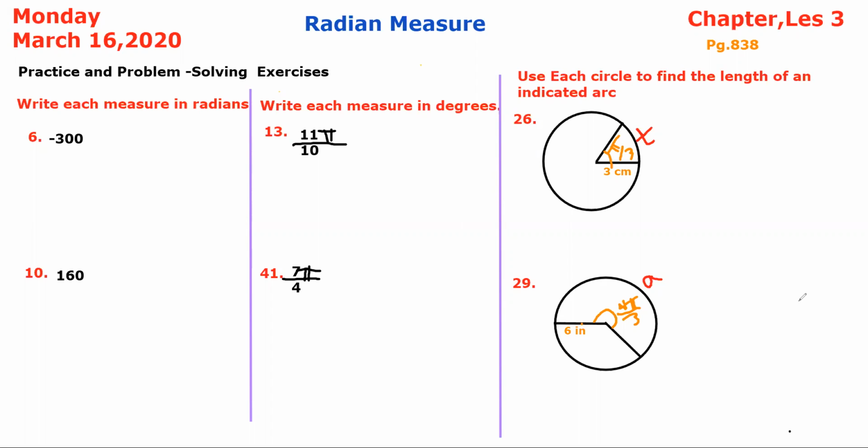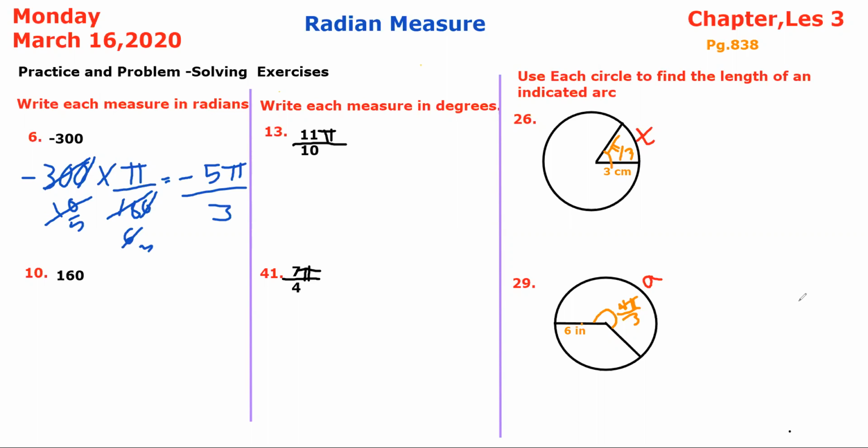So here, negative 300 multiplied by, I want radians, so π over 180. Zero cancel zero. 18 over 3 is 6. 30 over 3 is 10. Over 2 is 5. Over 2 is 3. So the answer is negative 5π over 3. So negative 300 in degrees is equal to negative 5π over 3 in radians.